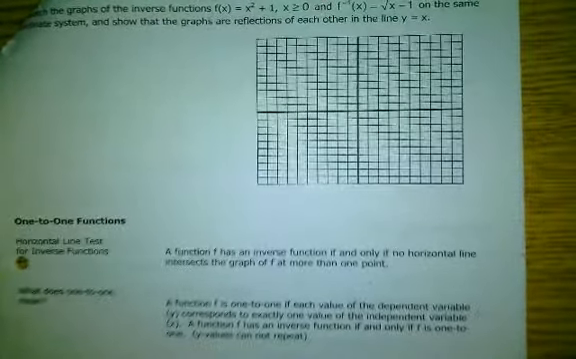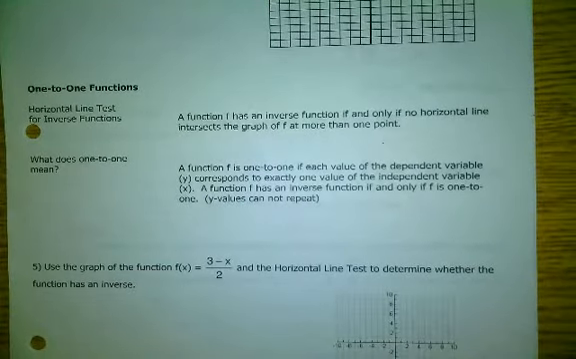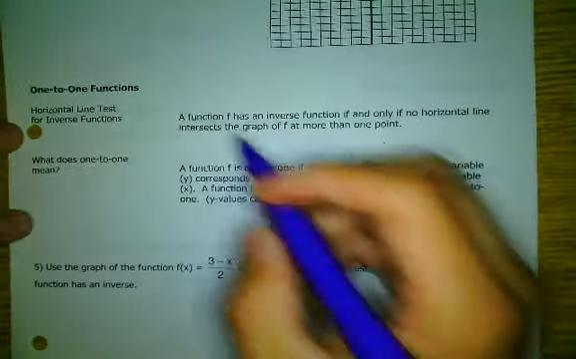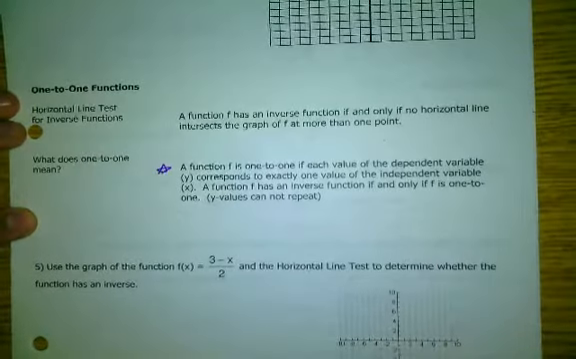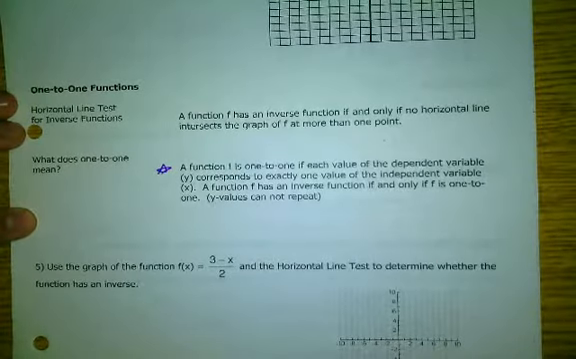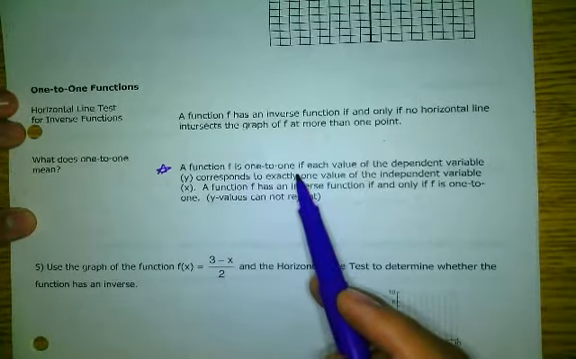Okay? A function f is one-to-one if each value of y corresponds to exactly one value of x. That's what it means to be one-to-one. So that means that for every x, there's one unique y, period. Okay? That's all that it means. And that they cannot repeat.